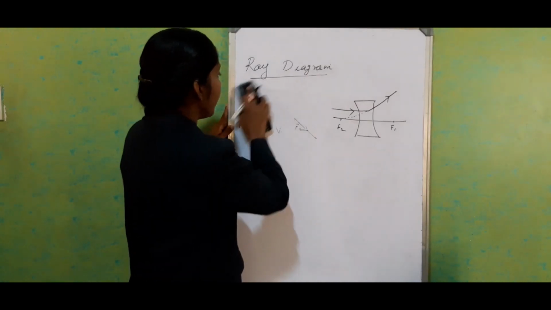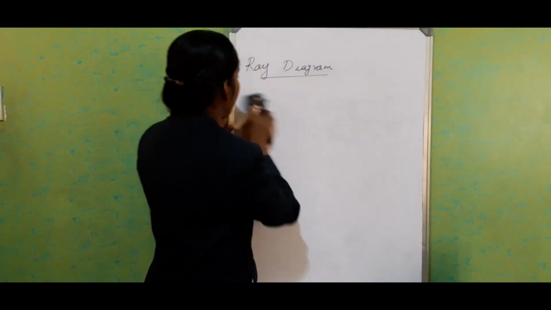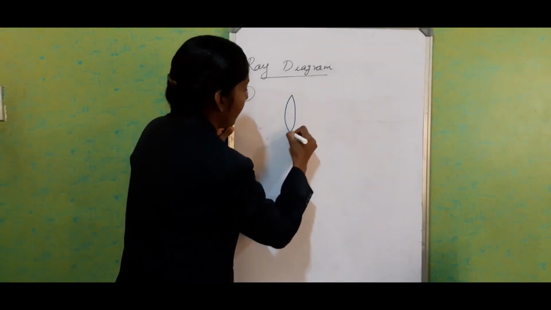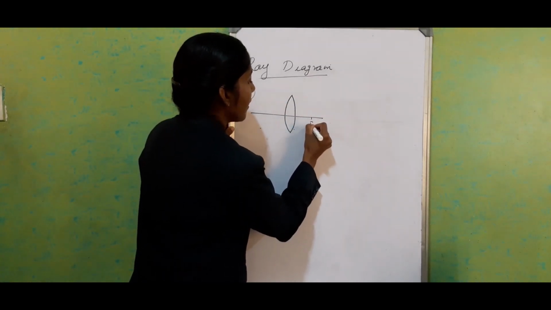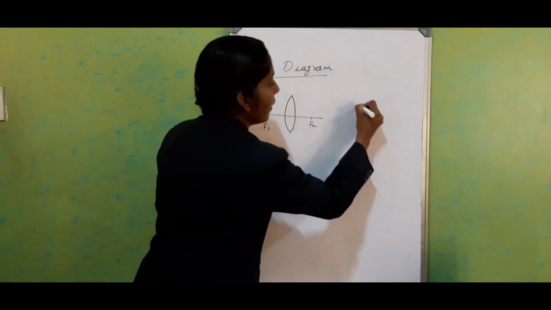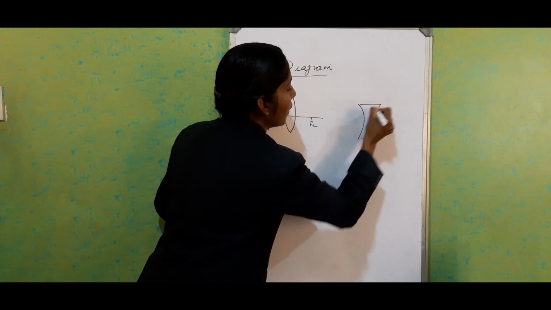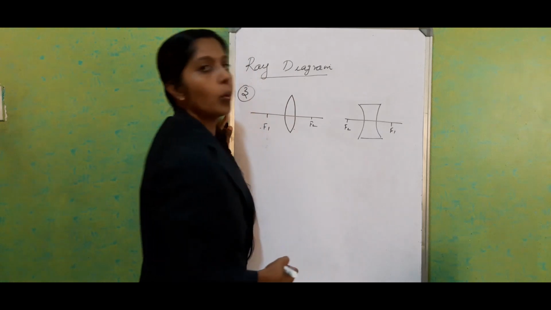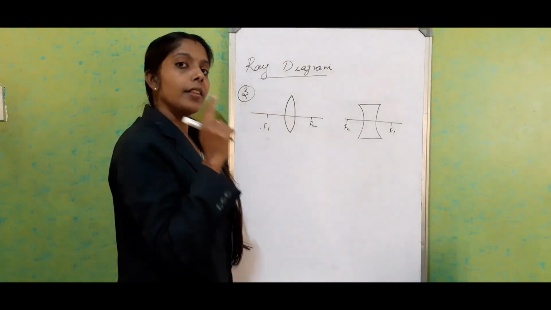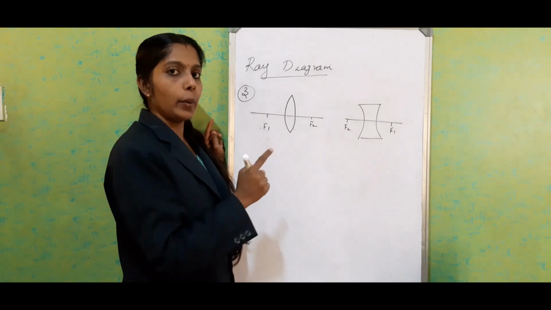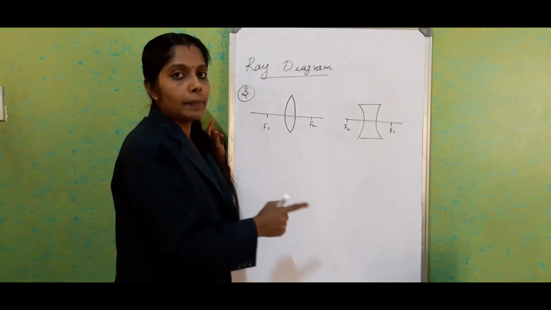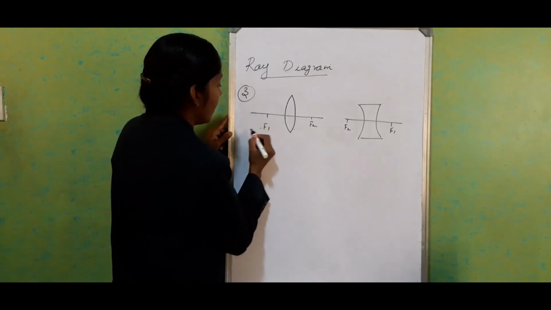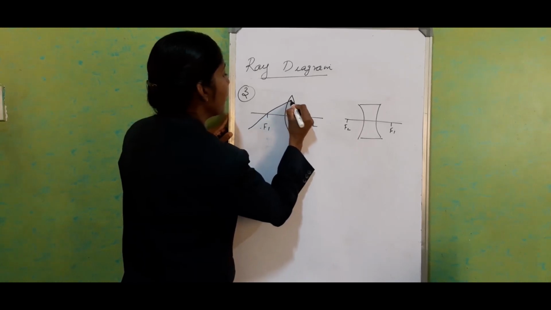Now a third condition, for convex lens, F2, F1, and for concave, F2, F1. So first condition, the ray which passes through the optic center. Second one, the ray which is parallel to the principal axis. Third one, the ray which passes through the focus. So I am drawing from here the ray which passes through the focus.